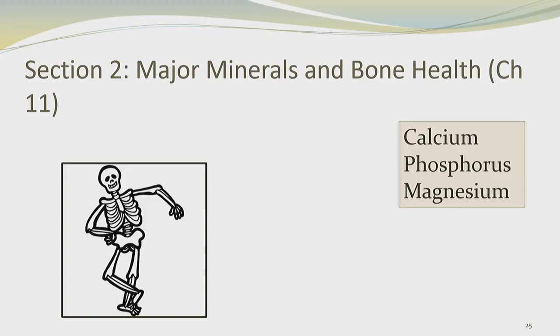Okay, so I think we can get started again, looking at section 2. So what we just did for the first part is to see some major minerals, sodium, potassium, and their role in blood pressure. We want to move on in section 2 to talk about some major minerals, calcium. We'll spend a lot of time talking about calcium, then we'll look at phosphorus and magnesium, and some information on bone health.